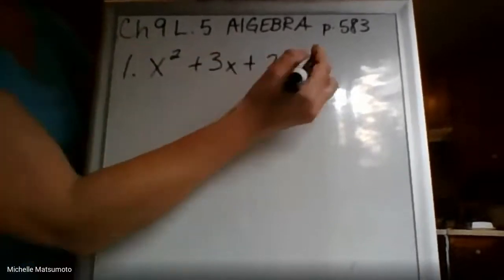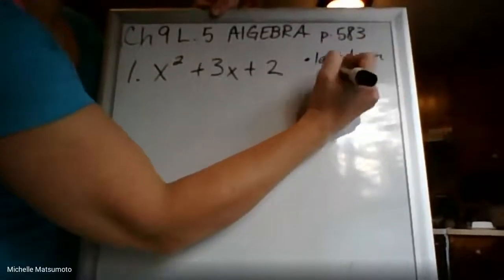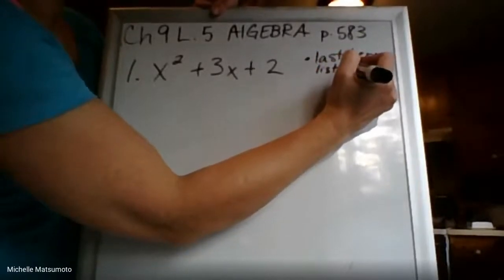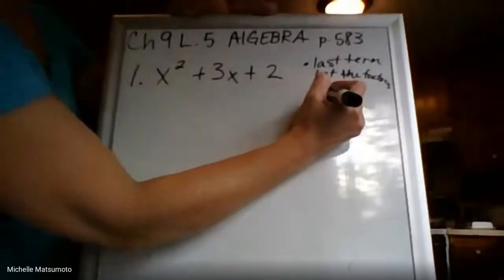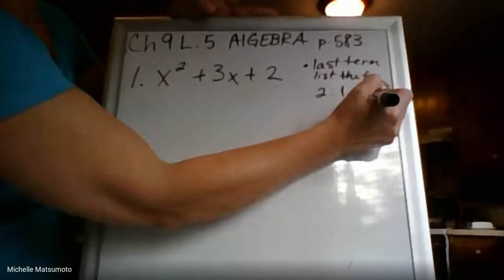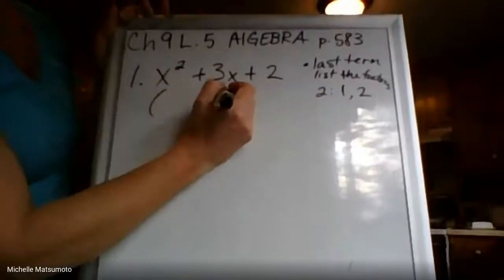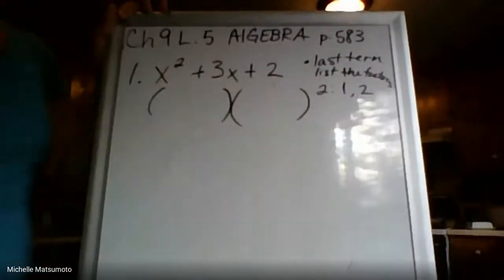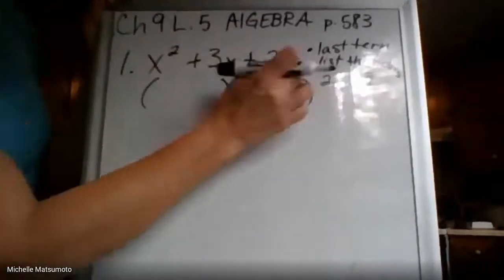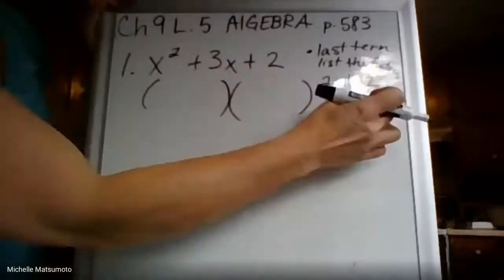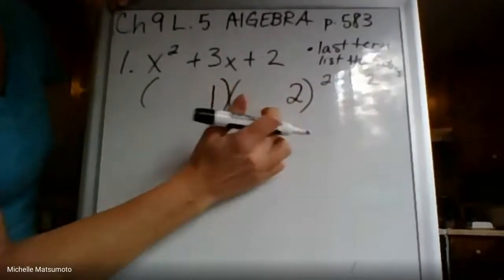So we're factoring this. The first thing you want to do is look at the last term and list the factors. So the factors for 2 are 1 and 2. Then go over here and put parentheses first, because it's going to look like those problems in lesson 2. I want to take my factors of 2, and since there's only one set, this one's fairly easy. I'm going to put 2 here or 1 here. It doesn't matter which spot you start.